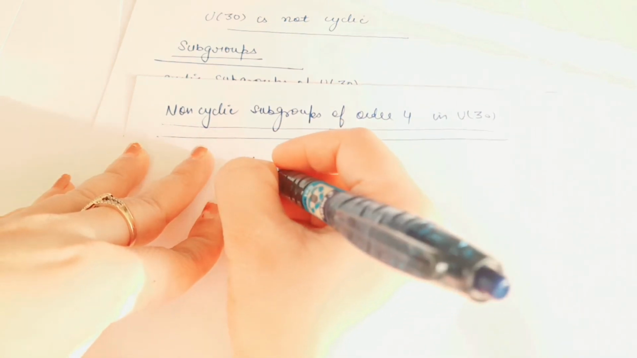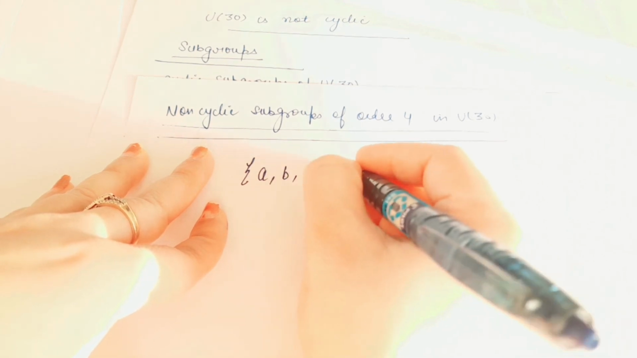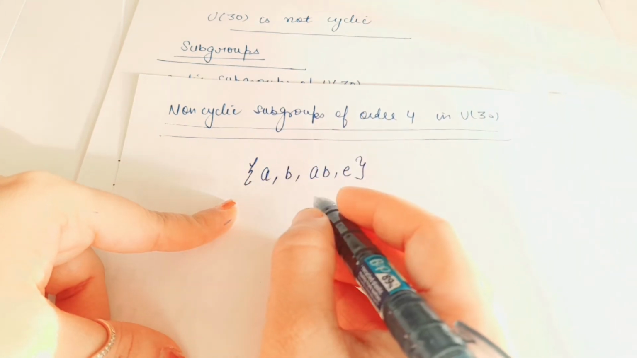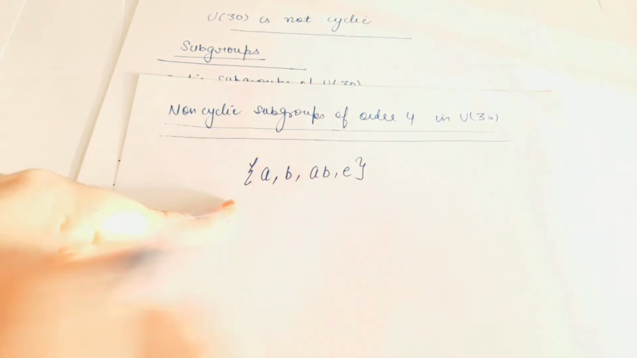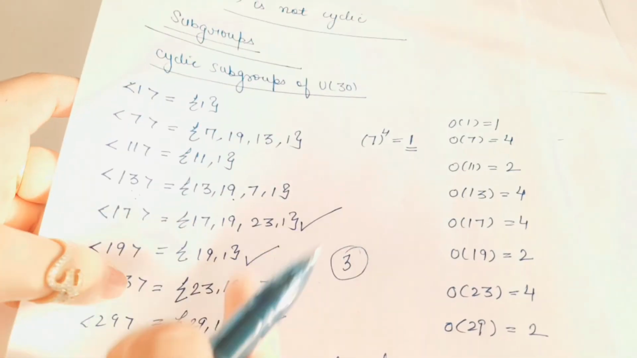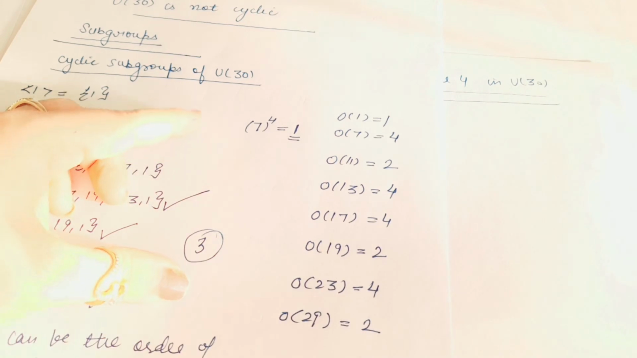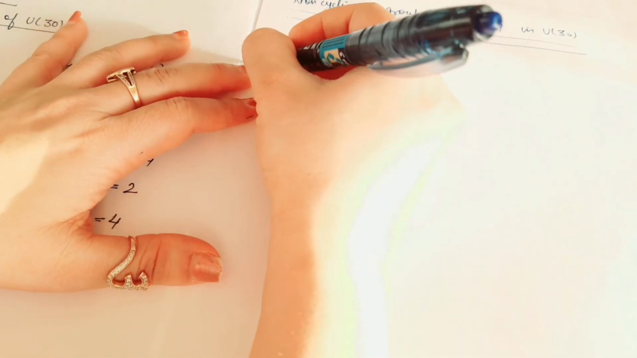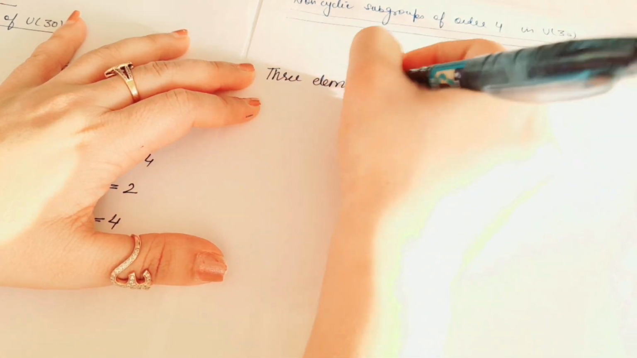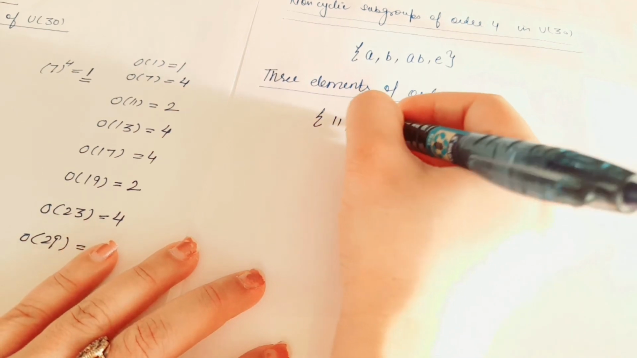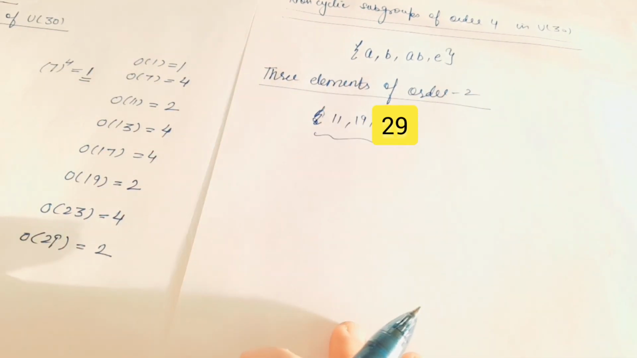So what is the method of making a non-cyclic subgroup? Any subgroup of order 4 has A, B, and E, and all these elements should be of order 2. So for making a non-cyclic subgroup of order 4, we will see how many elements we have which have order 2. When we constructed cyclic subgroups, we saw that the order of 11 is 2, order of 19 is 2, and order of 29 is 2. So we have 3 elements of order 2: 11, 19 and 29.